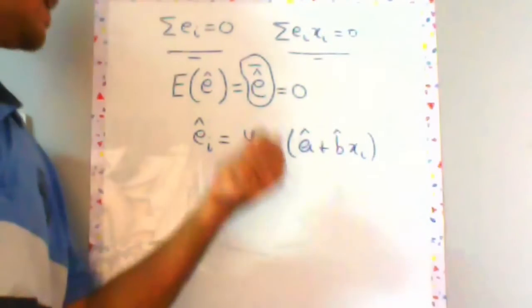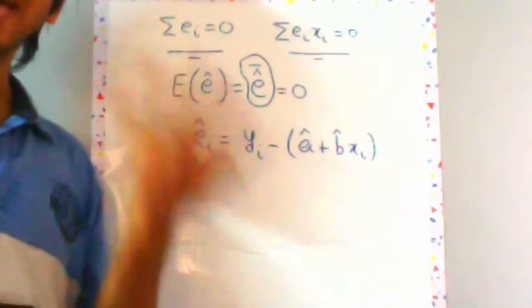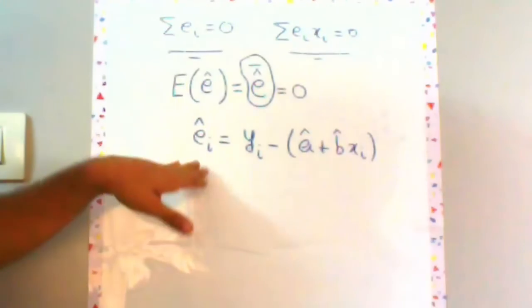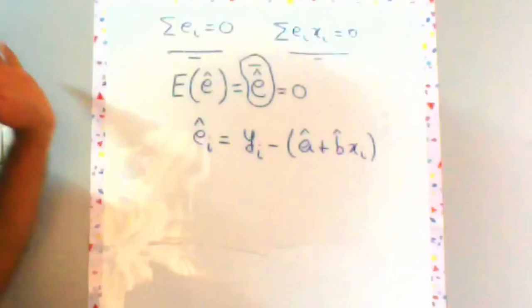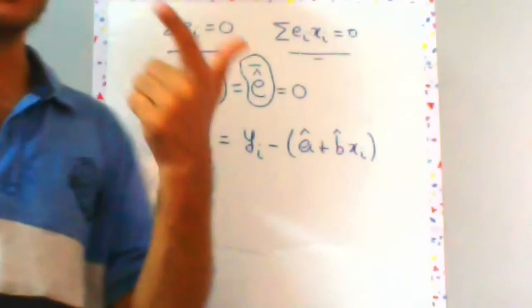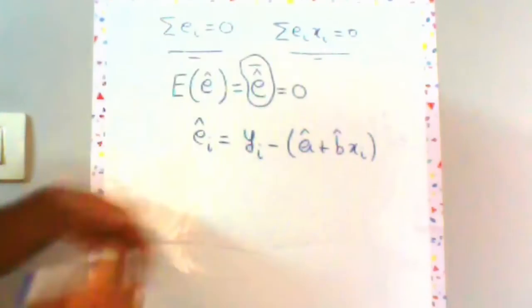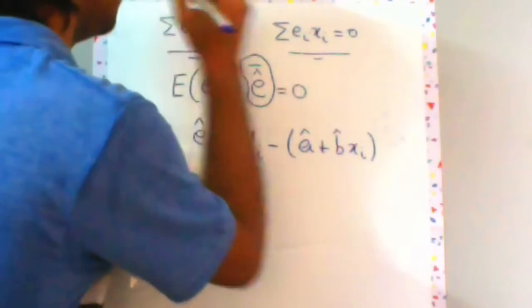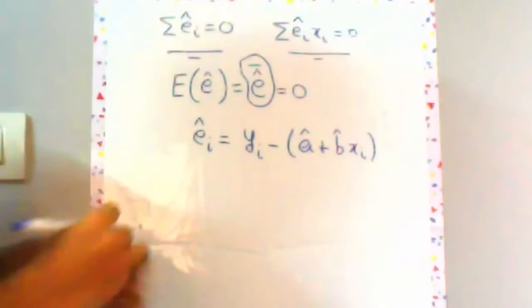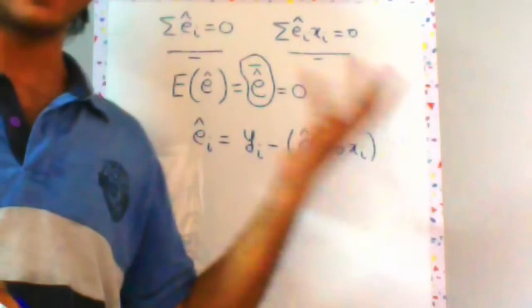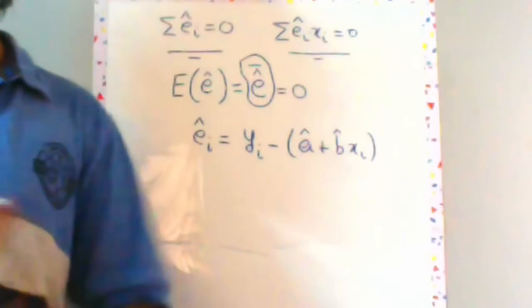And once you use A hat, B hat, E also has a hat. Now, if E has a hat, you'll have to think in terms of estimated values. So even in the normal equations, you need to write E hat. Now, you don't need to worry about X because X is a known value. You are not estimating it.